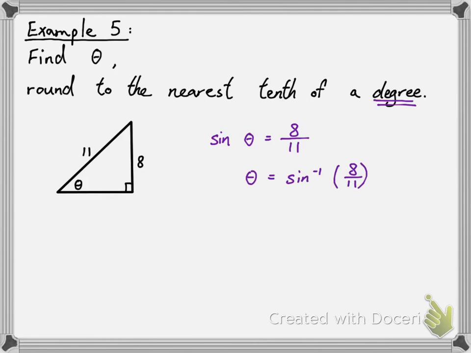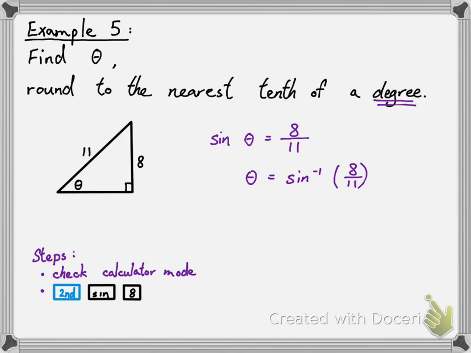Now, we are going to use the calculator. The steps are, first, check the calculator mode. What should the calculator mode be? That's right, in degrees. Then we will press second sine, that means sine inverse of 8 divided by 11, equals. Using the calculator, we find that the final answer is theta equals 46.7 degrees.